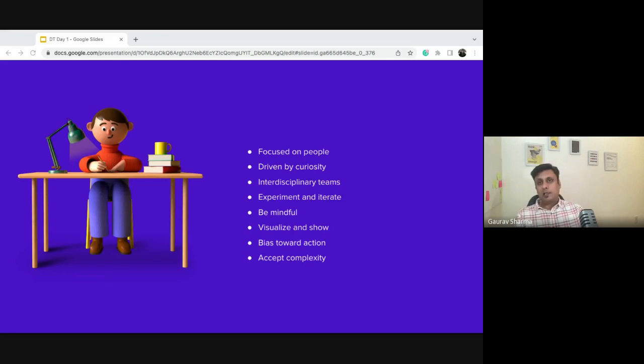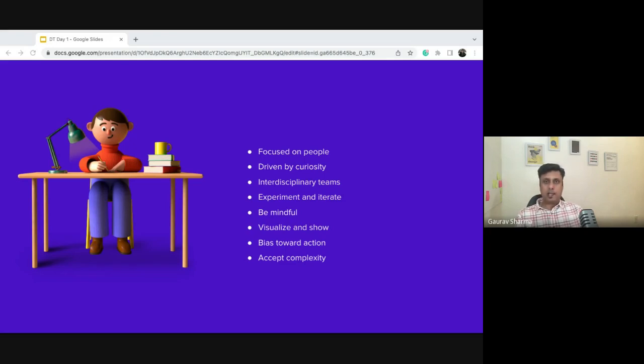Visually, show and tell is really critical in this whole thing, where rather than talking about ideas, we show our ideas. And of course, bias towards action is really important, where design thinking is not just based upon lengthy considerations by somebody who sits alone behind closed doors. Instead, it lives from doing, essentially involving people and trying to do things rather than just talking about it. And of course, accepting the complexity is also very important, where you accept uncertainty and the fact that complex problems demand complex solutions.